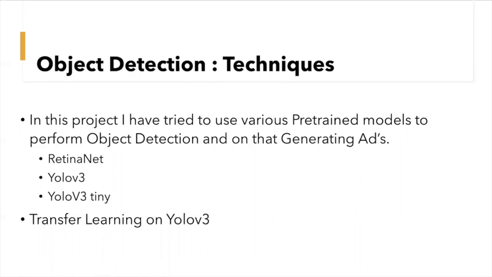We have these pre-trained models which are powerful enough to detect a variety of items. Of those, RetinaNet, YOLO V3, and YOLO V3 Tiny are the three pre-trained models that I tried to leverage in my project. RetinaNet has 80 classes, YOLO V3 has around 50 classes that it can detect, and YOLO V3 Tiny has comparatively fewer, maybe 15 to 20, but it is very fast to detect. Going forward, I used YOLO V3 to do transfer learning.